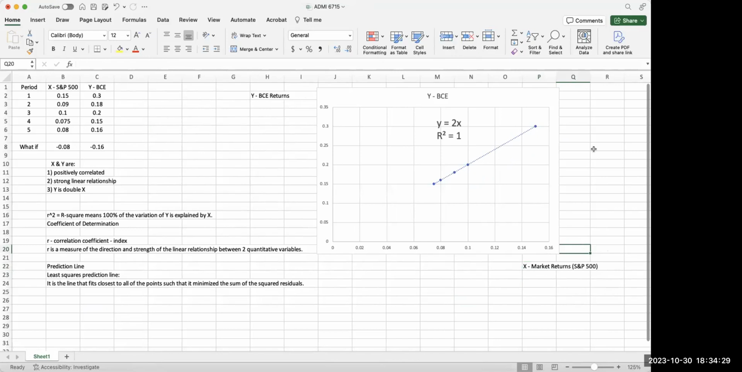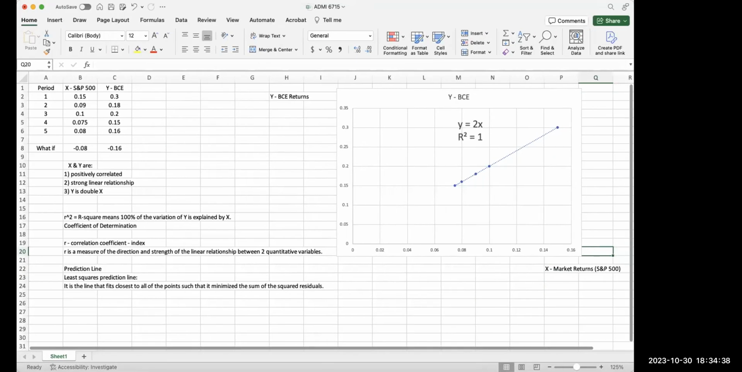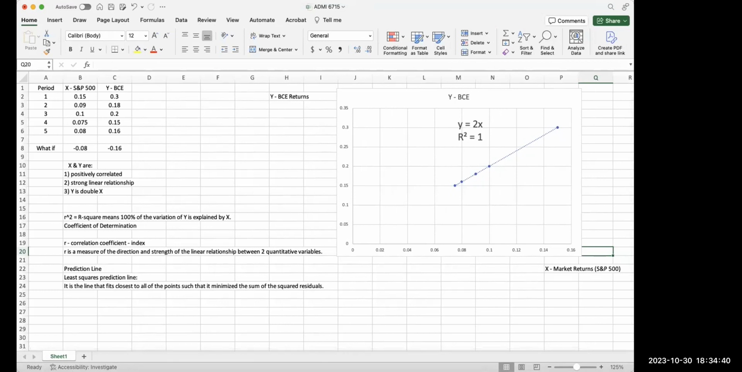Can you all see the chart? Yes, we're looking at it now. Is anything covering it, or can you see it clearly? Let me see. Yeah. Okay, any questions about this?